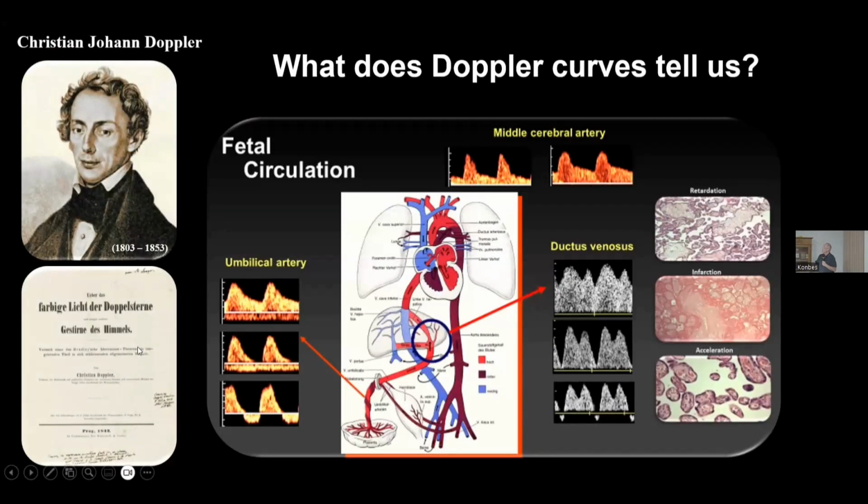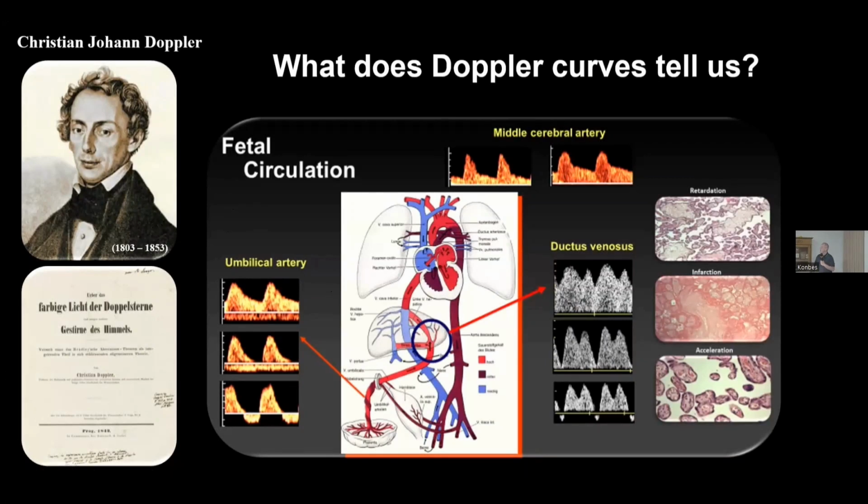Christian Johann Doppler started about 200 years ago. He looked at the stars and the lights and the reflections and gave his thesis there. His idea has been adapted for Doppler sonography, and we have a lot of spectrums that we can use to evaluate the status and hemodynamics within the fetus.